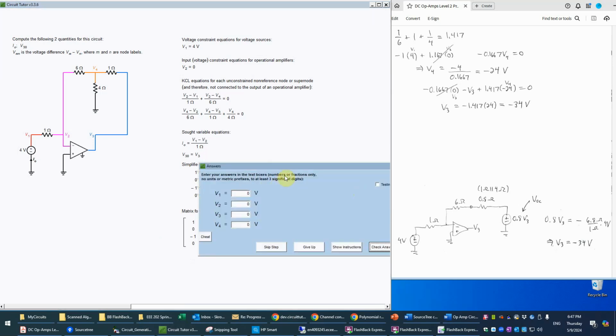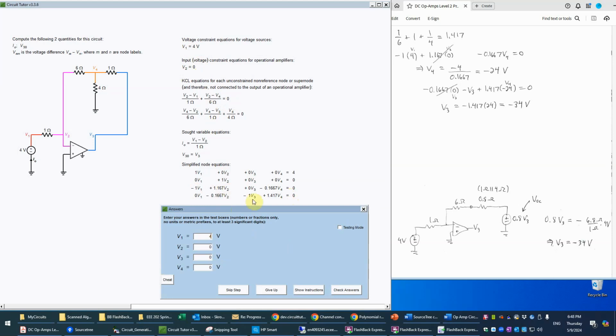Hint, hint. Okay, so now we have to put in the values, or if we want to, we could always skip this and just go straight to the answer. That is an option, if you know what the answers are, or if you can figure it out easily. But here I'll just enter them. So V1 is 4 volts. So we'll put in 4 there. V2 is 0, so we'll leave that at 0. And then what we really need is V3 and V4. Those are given by these other equations, which are written here in simplified form.